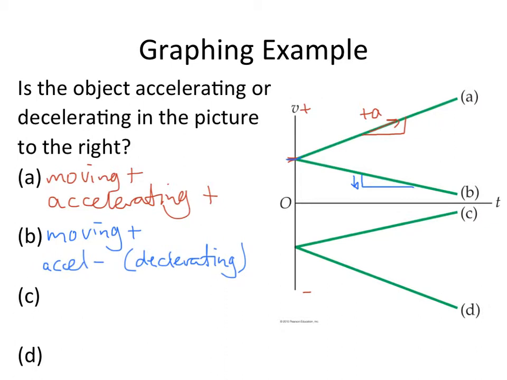Because look, what velocity is now on the y-axis right here. This velocity that was so big, over time the velocity is getting less and less. And it's actually approaching zero. So it's coming to a stop because it has a negative acceleration right there.